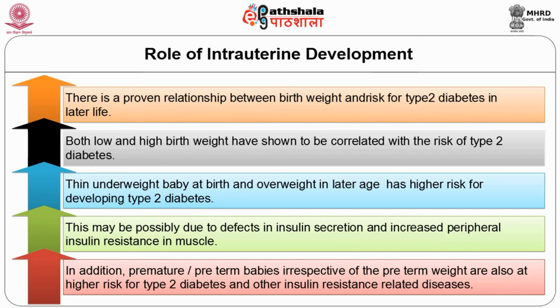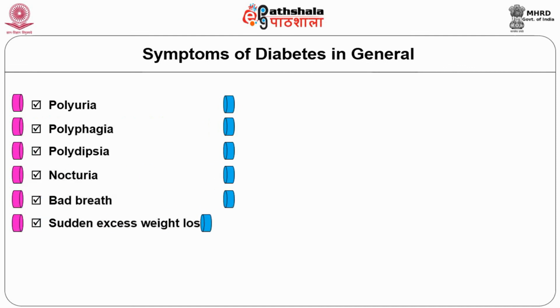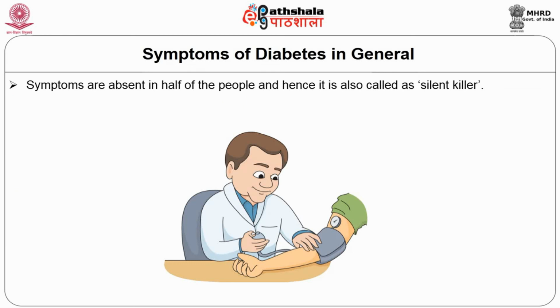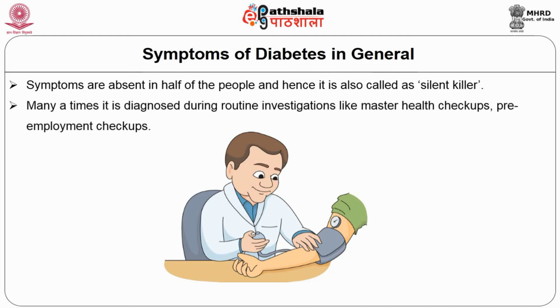Such a central hormone. The role of intrauterine development has been widely researched. There is a proven relationship between birth weight and risk of type 2 diabetes in later life. Even low birth weight and high birth weight are associated with type 2 diabetes. A thin, underweight baby having excess body fat, called thin-fat Indian syndrome, has a higher risk for type 2 diabetes. This may be possibly due to insulin defects in secretion and increased peripheral insulin resistance in muscle. In addition, premature or preterm babies are also more prone to the risk of type 2 diabetes due to catch-up growth in the later adolescent phase.